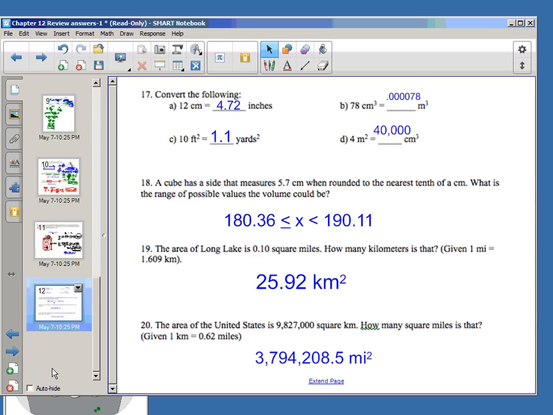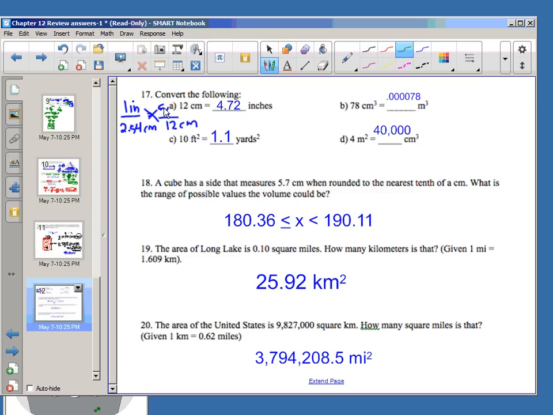Now we get to our last section, which is conversions. It says convert the following, and you're going to need to use your notes for this. If I give you this on a test, I'll say like 1 inch equals 2.54 centimeters. So I'm just going to do the proportions off to the side here. For A, I know that 1 inch is 2.54 centimeters. I want to find out how many inches are in 12 centimeters. So there's my proportion, and when I cross multiply, I should get 4.72 for my answer.